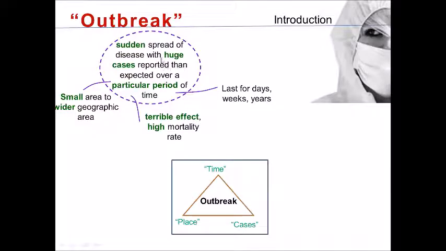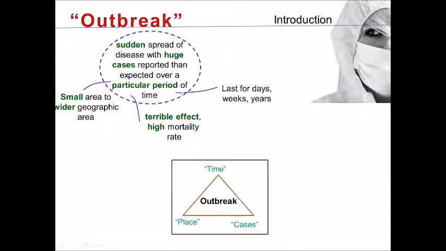I'm sure that we know what an outbreak is now. It's a sudden spread of disease with a huge number of cases, reported and expected over a particular period of time. From a small area, it can expand to a wider geographic area within a short time. So an outbreak involves time, place, and also cases.